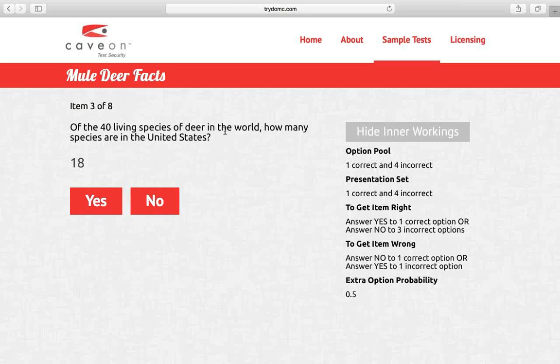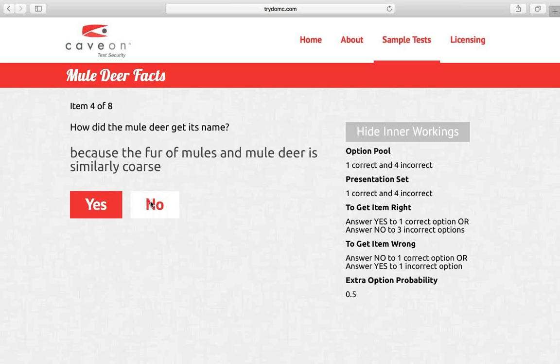Of the 40 living species of deer in the world, how many species are in the United States? I think the answer is 2. So 18 is not correct. 14 is not correct. 8 is not correct. And that item finished.